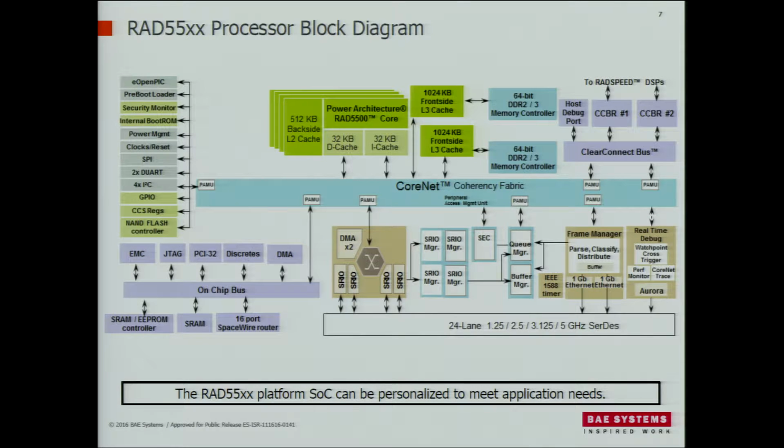And so below that is this big, long blue block that runs across the middle. That is the crossbar switch, the high throughput switch that glues the entire system together. It's called CoreNet, or the CoreNet Coherency Fabric. It implements a lot of the cache coherency protocols that are defined in PowerPC or Power Architecture.